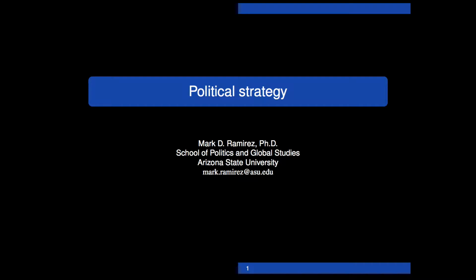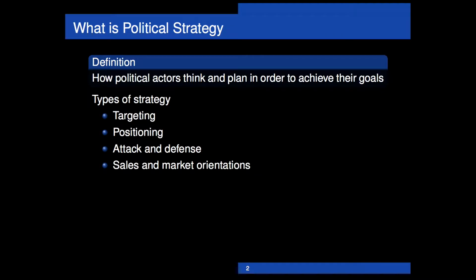This lecture is about political strategy. Political marketing strategy is about how parties, candidates, and governments think and plan in order to achieve their goals. It requires consideration of many different factors such as the nature of the market, the history of the market, the culture of the market, governance, stakeholders, competitors, resources, and goals.